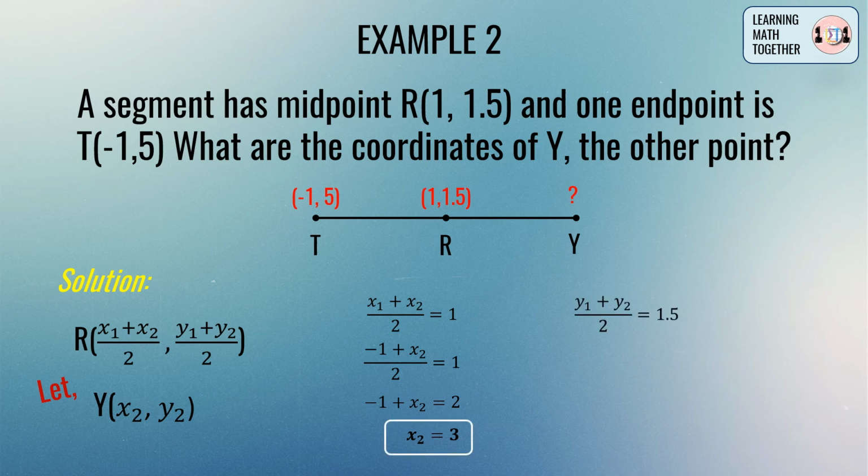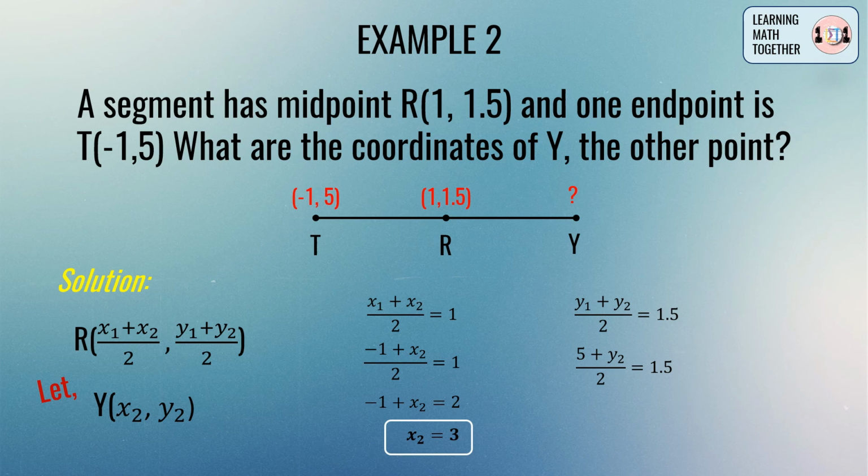For the y-ordinate, we have the formula y sub 1 plus y sub 2 over 2. Equate that with the given y-ordinate of the midpoint, which is 1.5. And then let's substitute the values from the given. Take note that y sub 1 here is positive 5, and then just copy plus y sub 2 over 2. Then equate that to 1.5.